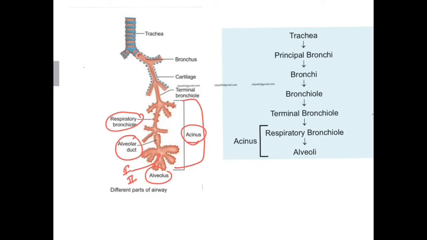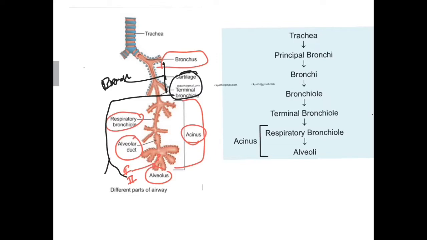And this anatomy is very important because if the bronchus and the terminal bronchi are involved, then it goes by the terminology called bronchiectasis, whereas if anything below this terminal bronchi is involved, then it is called emphysema. So this is the anatomical importance of learning this.